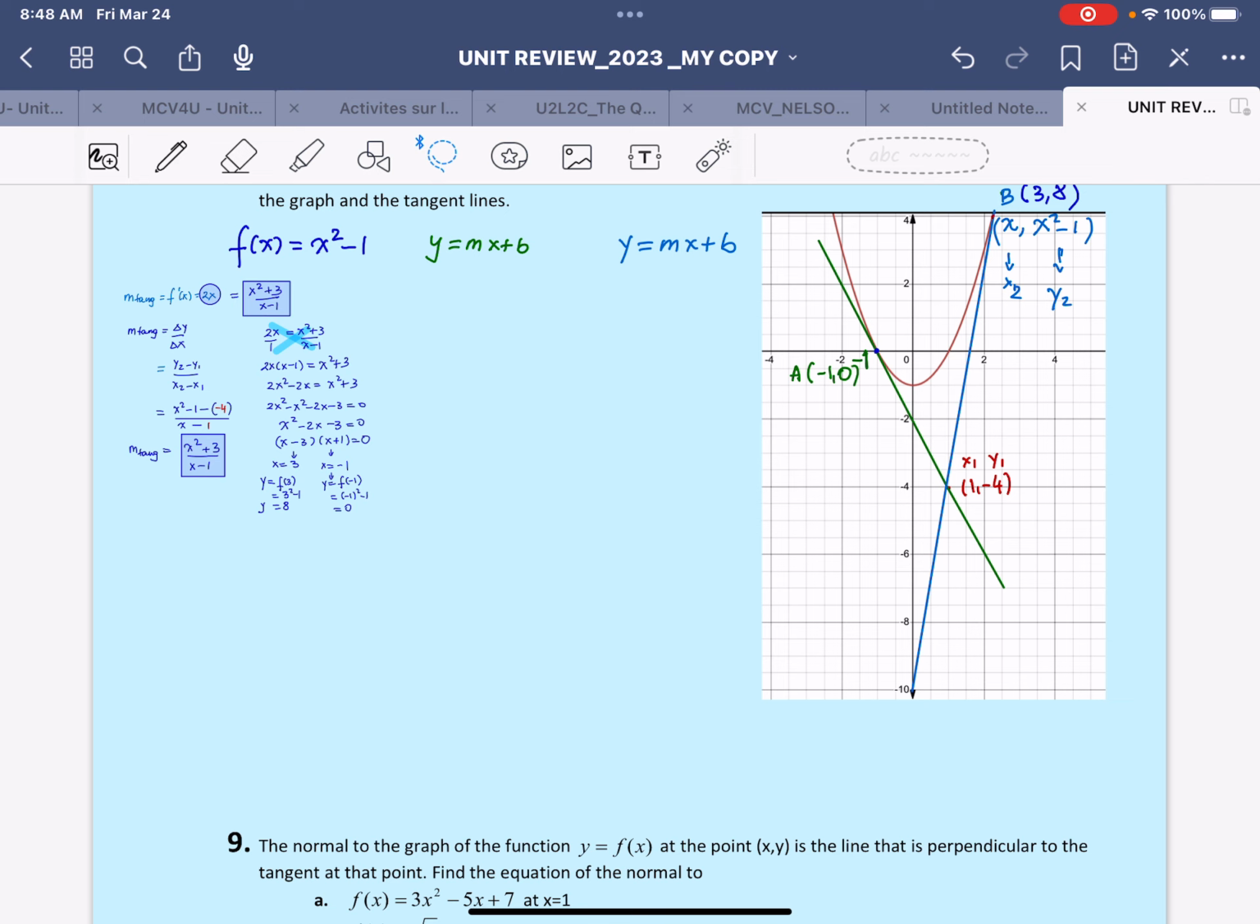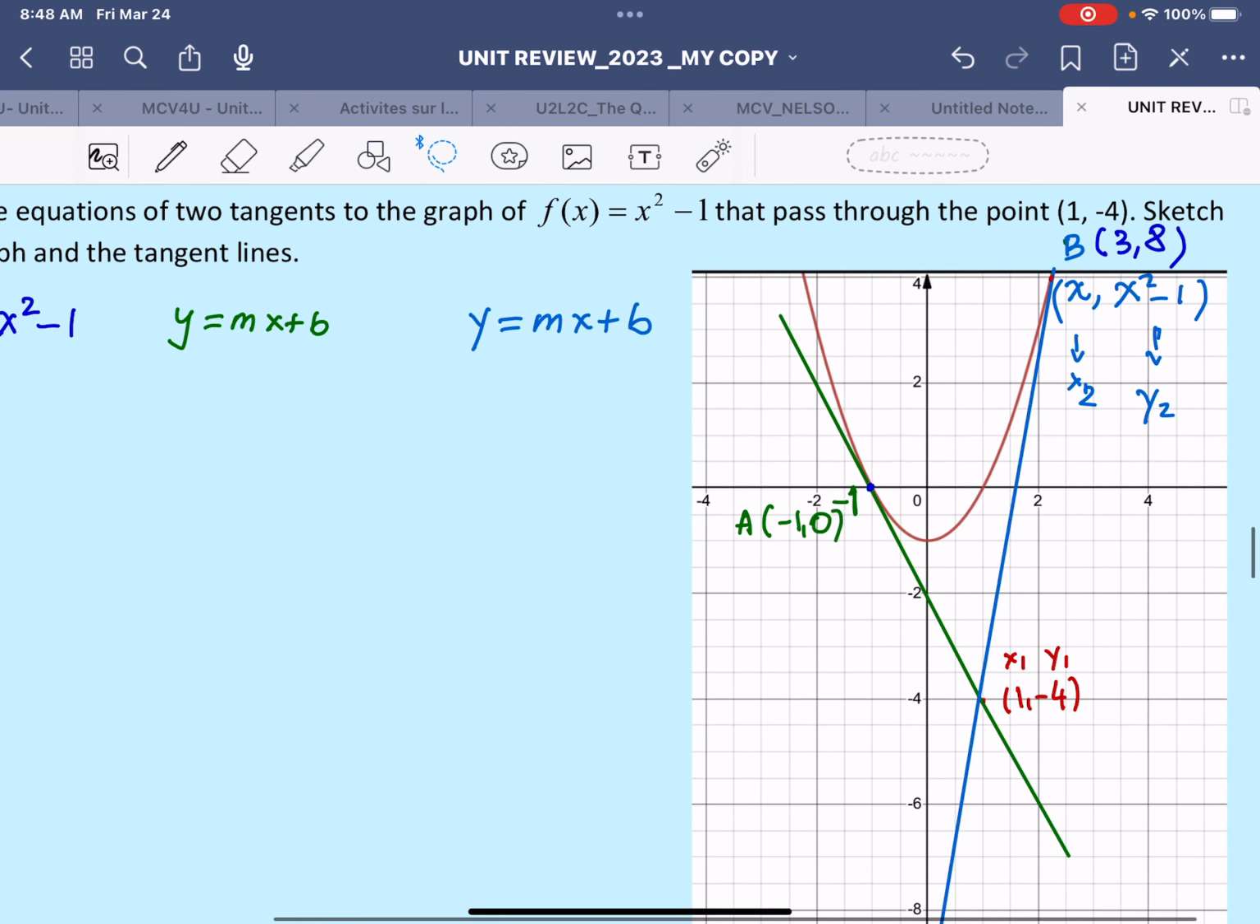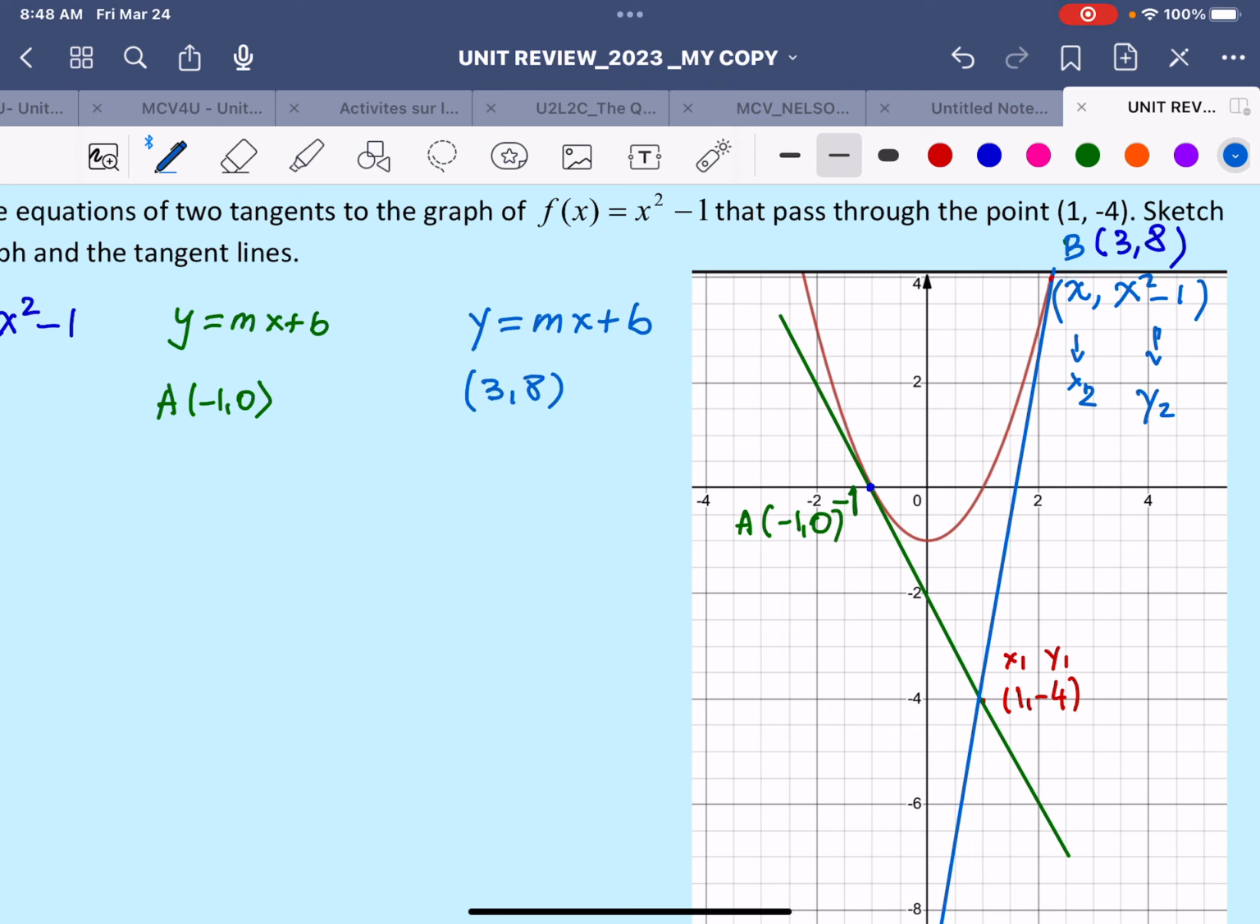And we are going to continue now with finding the equations of each tangent. Now remember that we have the coordinates of the point of tangency. So for the first one we have negative 1 and 0, and for the second one here we have the coordinates x equals 3 and y equals 8. Now if you want to find the equation of the tangent, it means that we need to find the slope and the y-intercept. So we can easily find the slope by using the derivative formula.